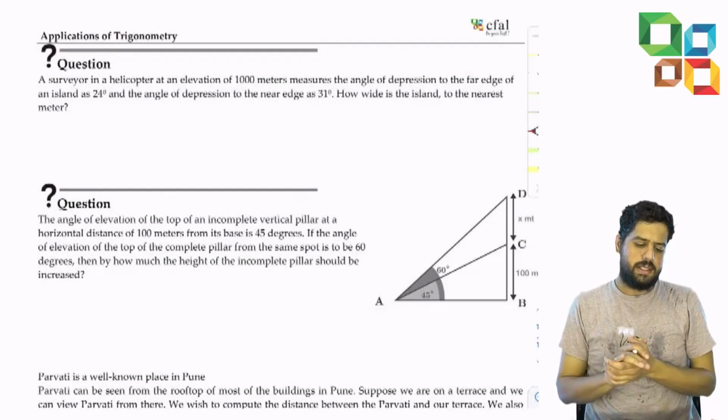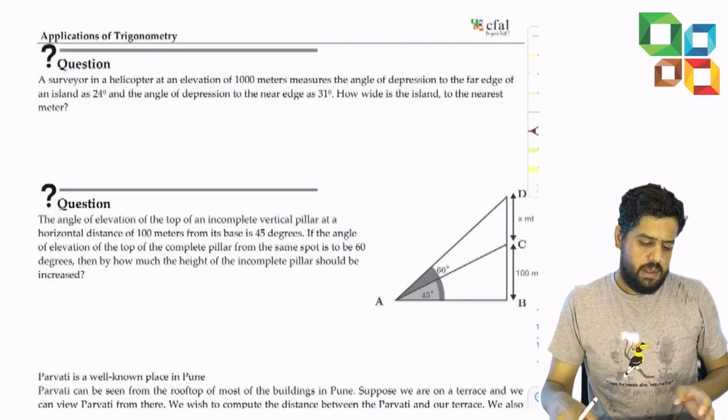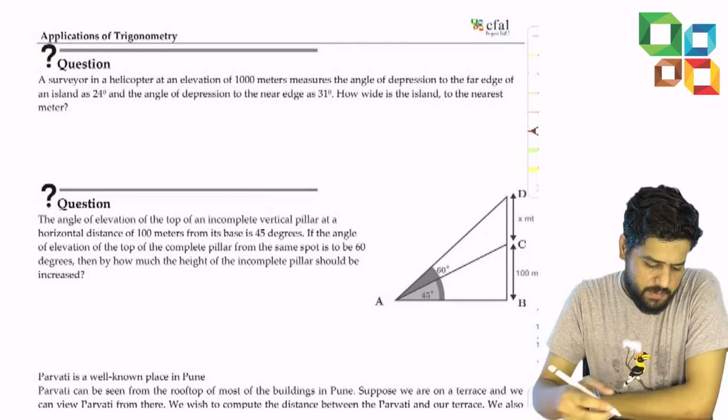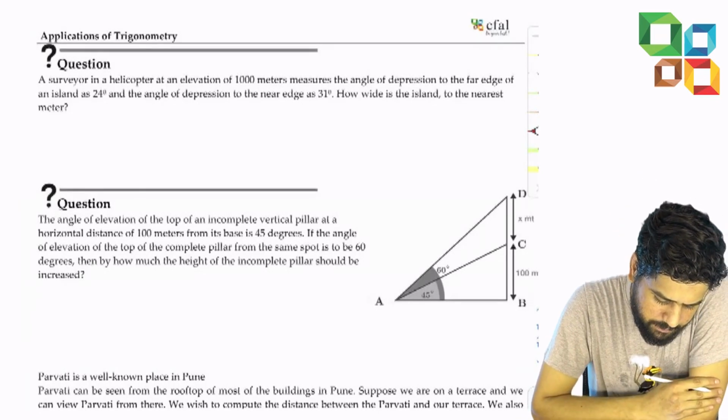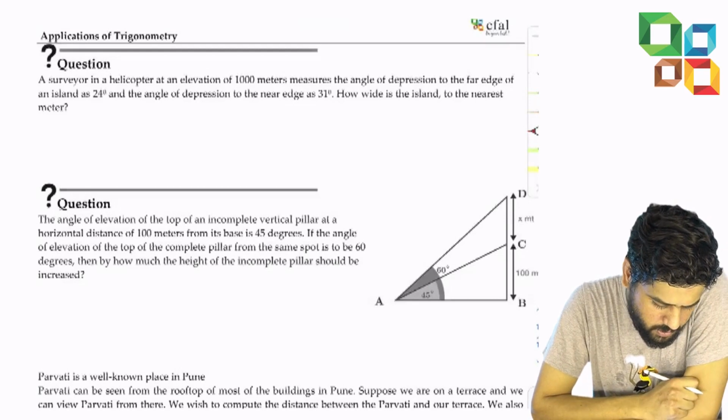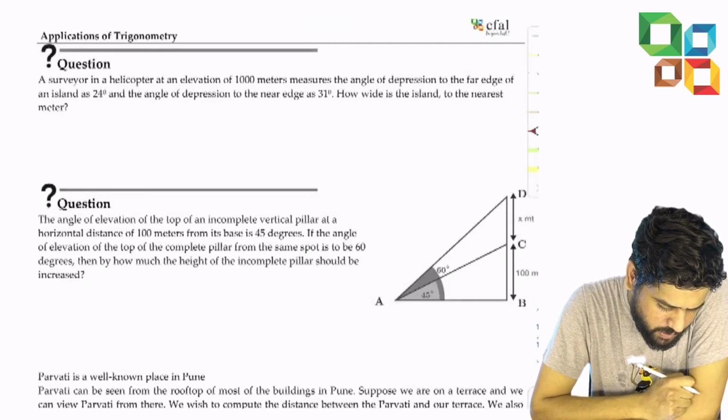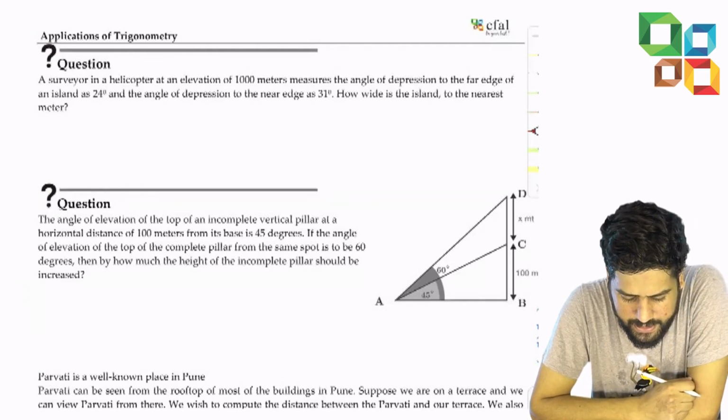Okay, just some terminologies. Let's try these questions. A surveyor in a helicopter is at an elevation of 1000 meters. He measures the angles of depression to the far edge of an island as 24 degrees and the near edge as 31 degrees. How wide is the island?